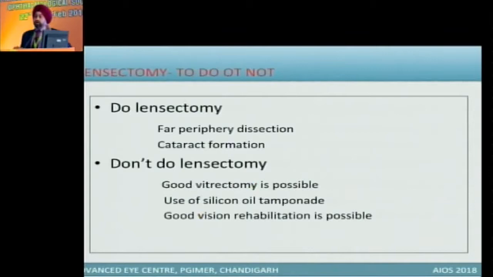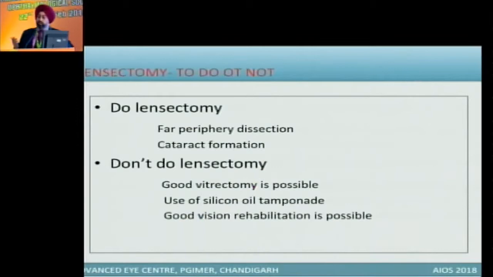Lensectomy or not. When we started, Dr. Freeman, Dr. Blumenkranz, Dr. Kenz, they are the names which started all these procedures, and the 1980s papers are too good to believe. They used to do lensectomy at that time because they used to put gases in these eyes. So they felt that putting a gas needed a thorough vitrectomy, and the concept of using oil was not there. So they used to do lensectomy.